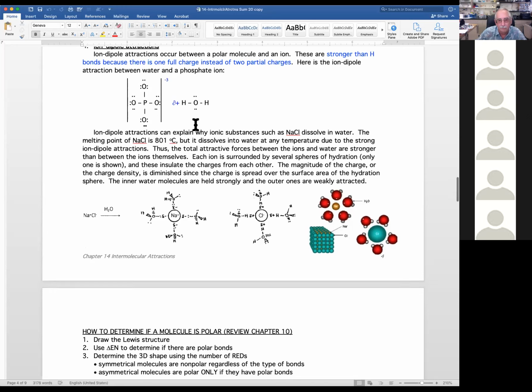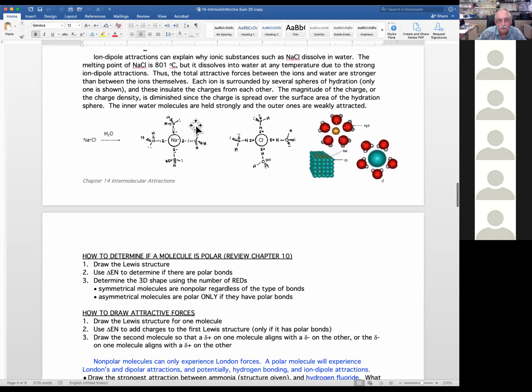But here's a way to think about it. To melt sodium chloride takes 801 degrees Celsius. That's pretty hot. That means that the attractive forces between sodium and chloride are strong. Well, that's the ionic bond. But yet, I can take sodium chloride and put it into the coldest water and it simply dissolves instantaneously. And here's the reason why.